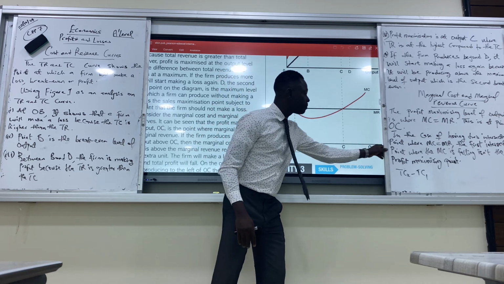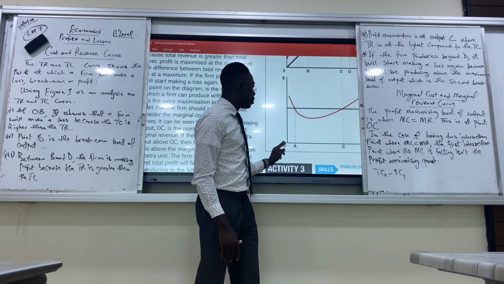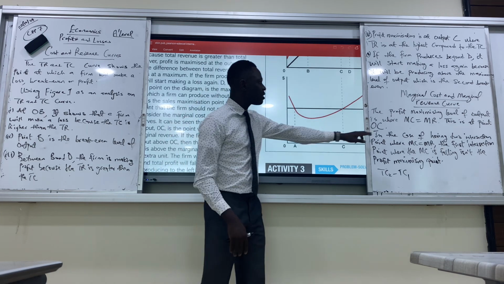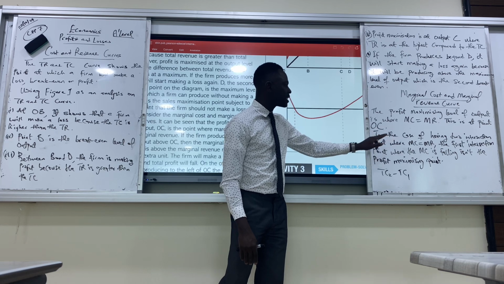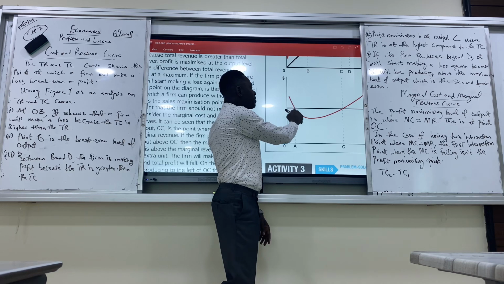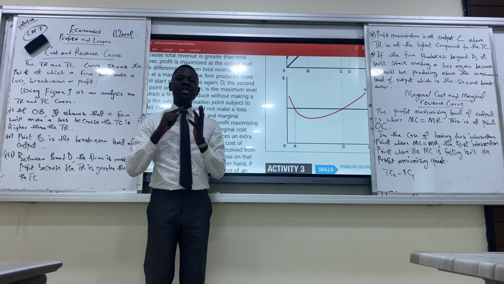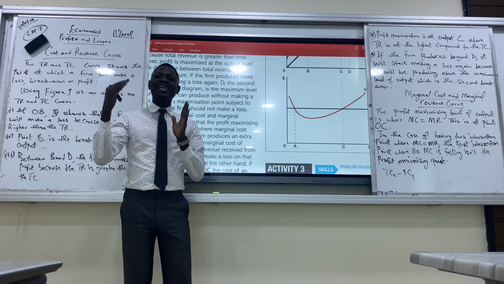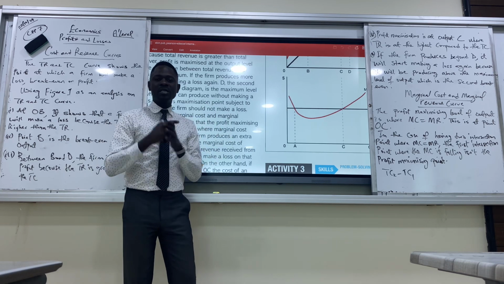So here I wrote, the profit maximizing level of output is where MC equals MR. This is at the point OC. But in the case of having two intersection points where MC equals MR, the first intersection point, where the MC is falling, is not the profit maximizing output. So we get to know that we have the profit maximizing level of output where MC equals MR, or where our total revenue is at the highest compared to the total cost. Thank you. This is about total revenue and total cost, marginal cost and marginal revenue.